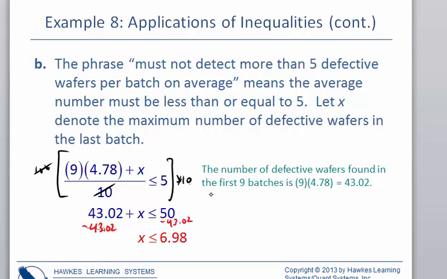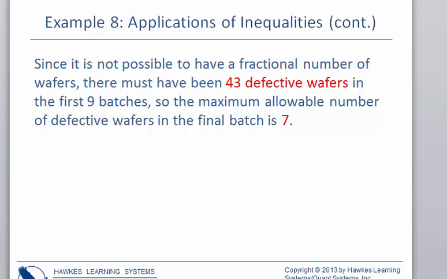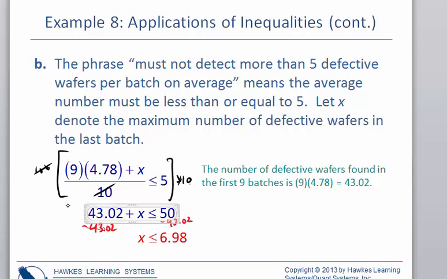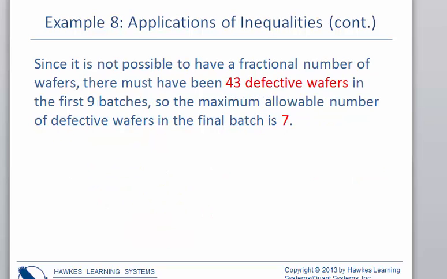to 6.98. Now, you do want to keep in mind that it's not possible to have a fractional number of wafers. So therefore, there must have been 43 defective wafers in the first 9 batches. All right, so not 43.02 as we came up with right here. So the maximum allowable number of defective wafers in the final batch would have to be 7, not 6.98 as we came up with before. So we just want to keep in mind that those numbers do have to be whole numbers.